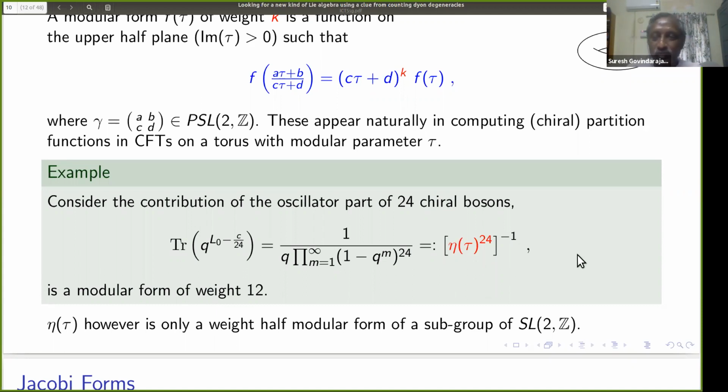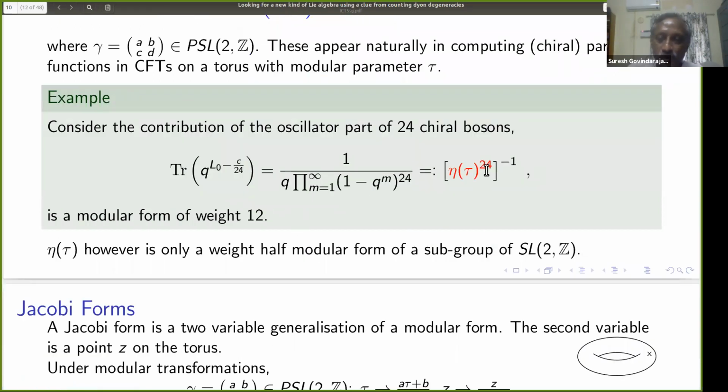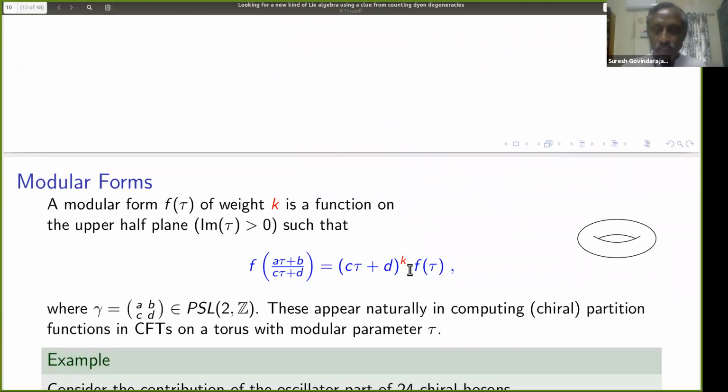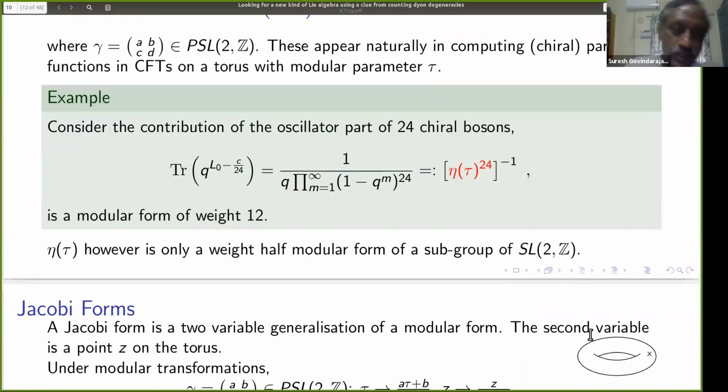So this gives an intuitive explanation for this thing. The 24th power of eta, but eta of tau itself, the Dedekind eta function, is a weight one-half modular form, but not of SL2Z or PSL2Z, but of a subgroup. If you want to write it properly, then eta of tau will have some phase, which will be a 24th root of unity. That's allowed. So coming back to this definition, we can allow phases, and those are called characters, and those phases will be a 24th root of unity. So when you take the 24th power, the phase goes away.